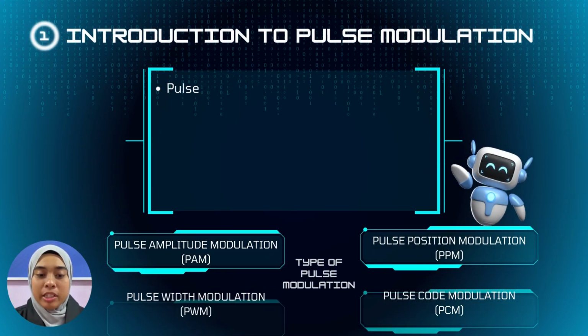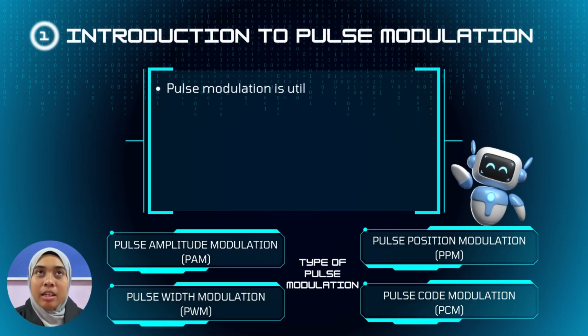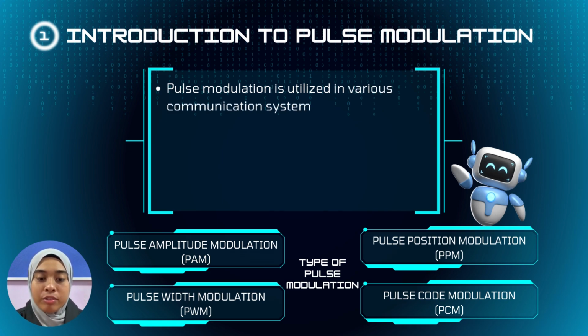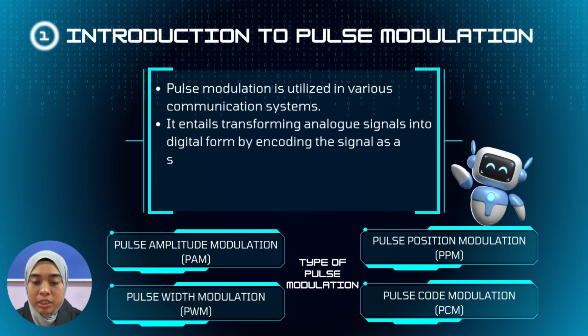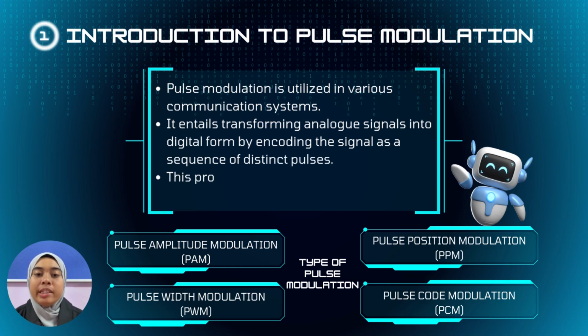So, pulse modulation is utilized in various communication systems. It is a critical concept in the field of signal processing and communication systems. So, what are the types of pulse modulation? First, pulse amplitude modulation (PAM). Second, pulse width modulation (PWM). Third, pulse position modulation (PPM). Fourth, pulse code modulation.